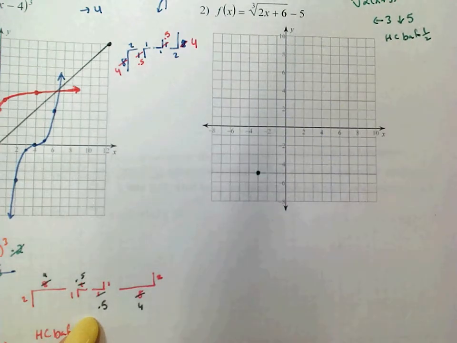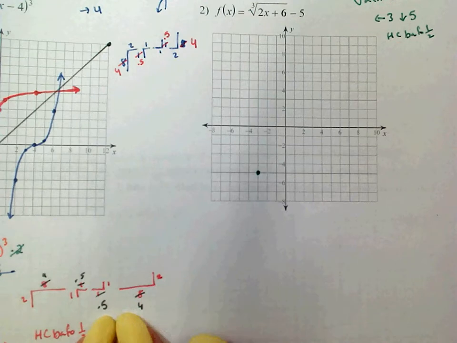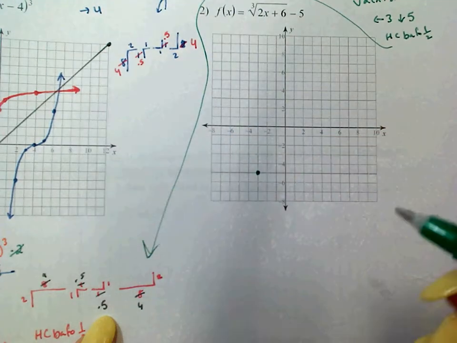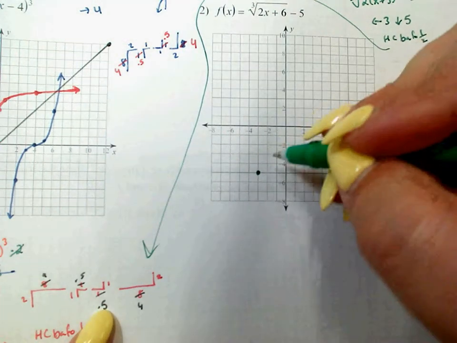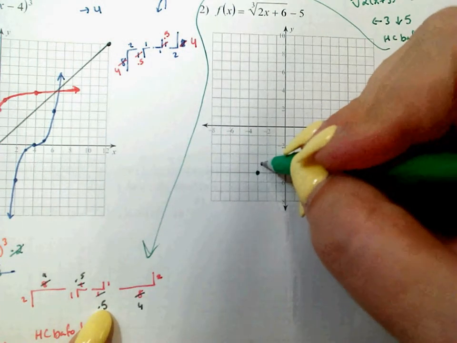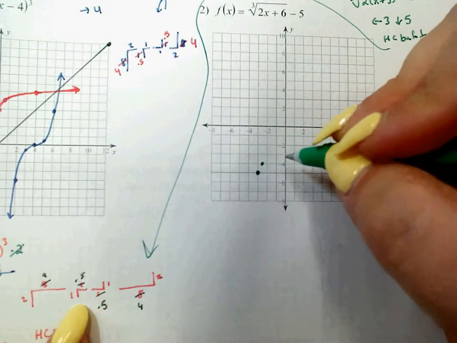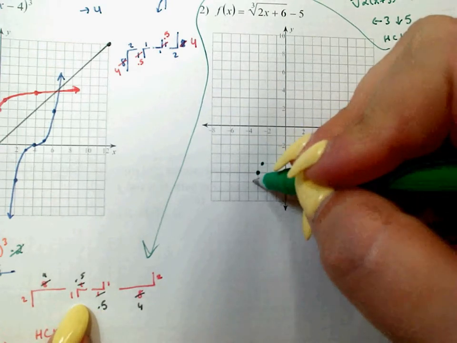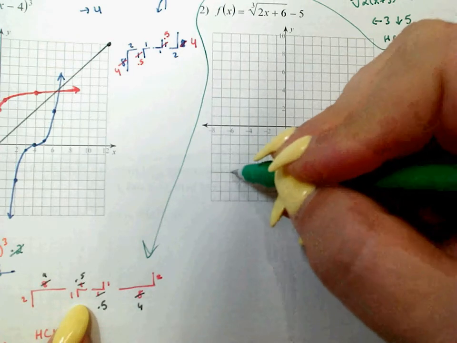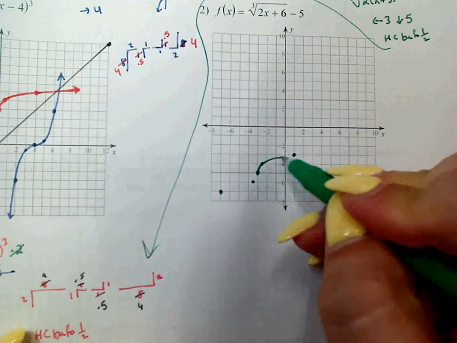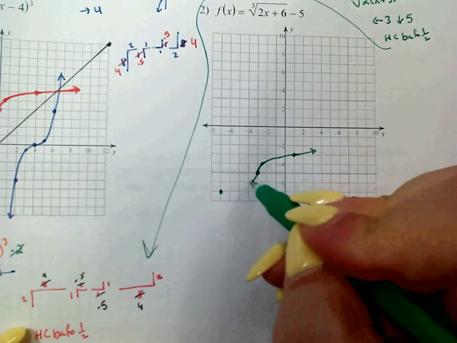And then I'm going to use this pattern because it still has the horizontal compression by a factor of 1/2. So I'm going to go right 1/2 and up 1, right 4, 1, 2, 3, 4, and up 2. Left 1/2 and down 1. Left 4, 1, 2, 3, 4, and down 2. So there's that, and then there's that.